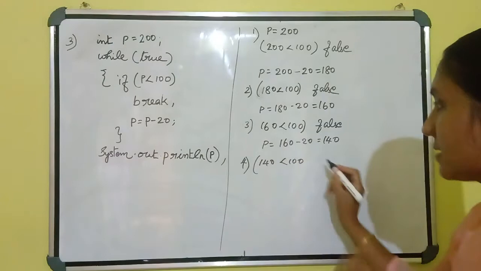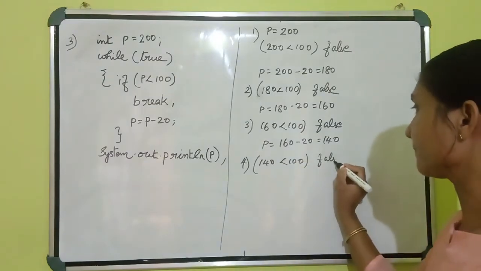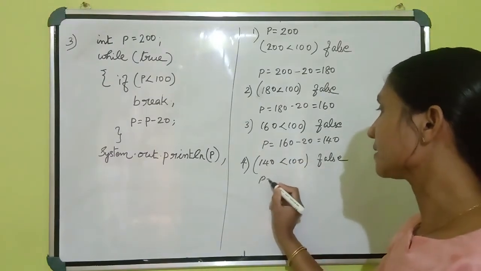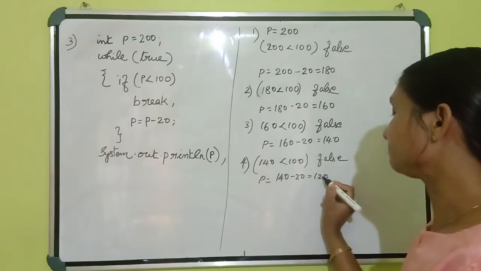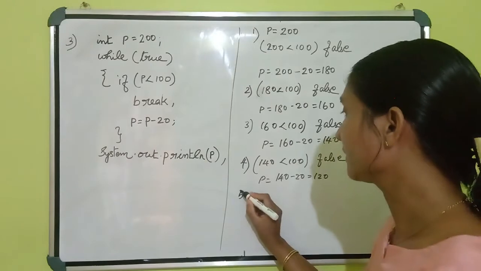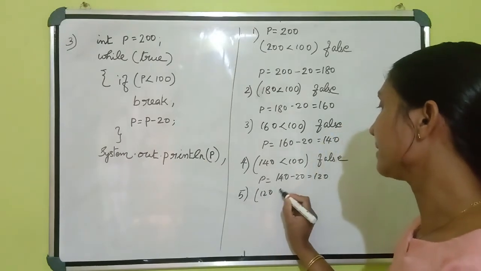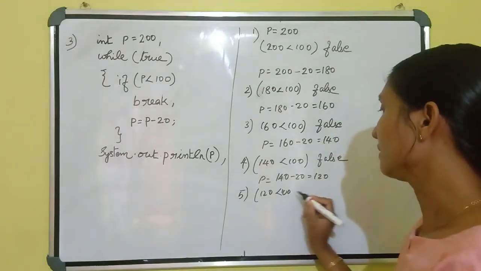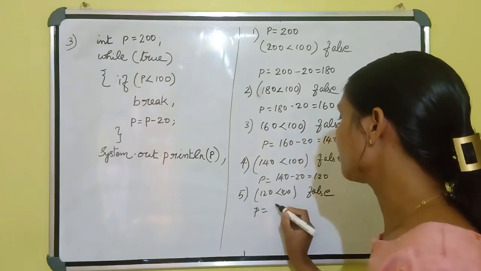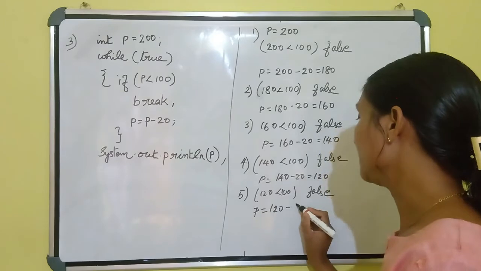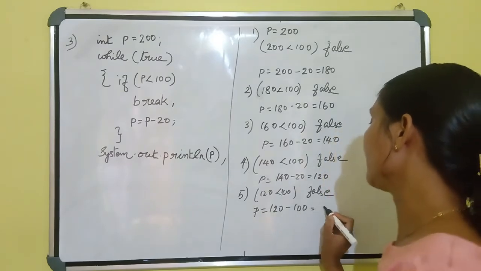Again it will do like this: 140 less than 100, the condition is false. Then you get p = 140 minus 20, which is 120. Next, 120 less than 100, the condition is false. Then p is 120 minus 20, and we will get 100.